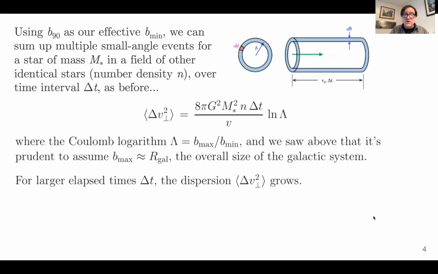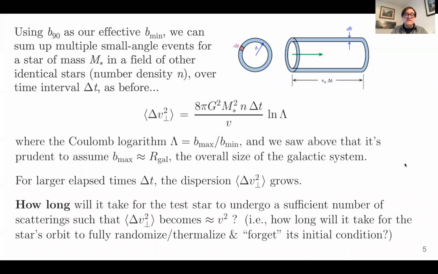It's nice in the way the course is set up now that we've already done all the heavy lifting in deriving that, so I can just give you that result. And remember, we set this finite time interval delta t as the length of the cylinder. If you make that longer, there's going to be more deflections. So it's nice that the gravitational deflection is proportional to delta t. For longer elapsed times, there's more and more velocity dispersion. So the way that this is often thought about in galaxies is, well, maybe we'd like to solve for that time scale.